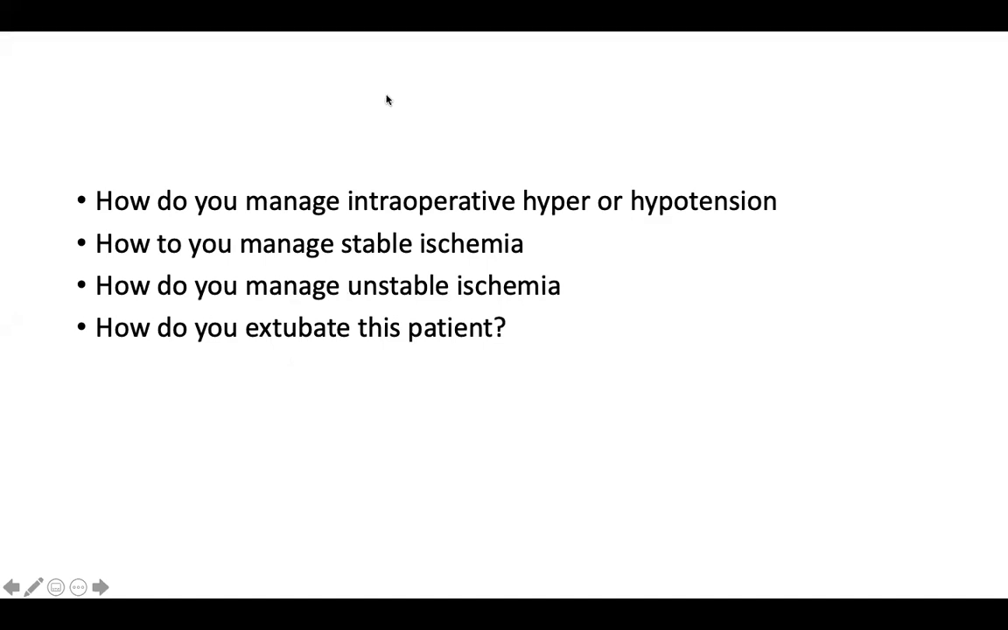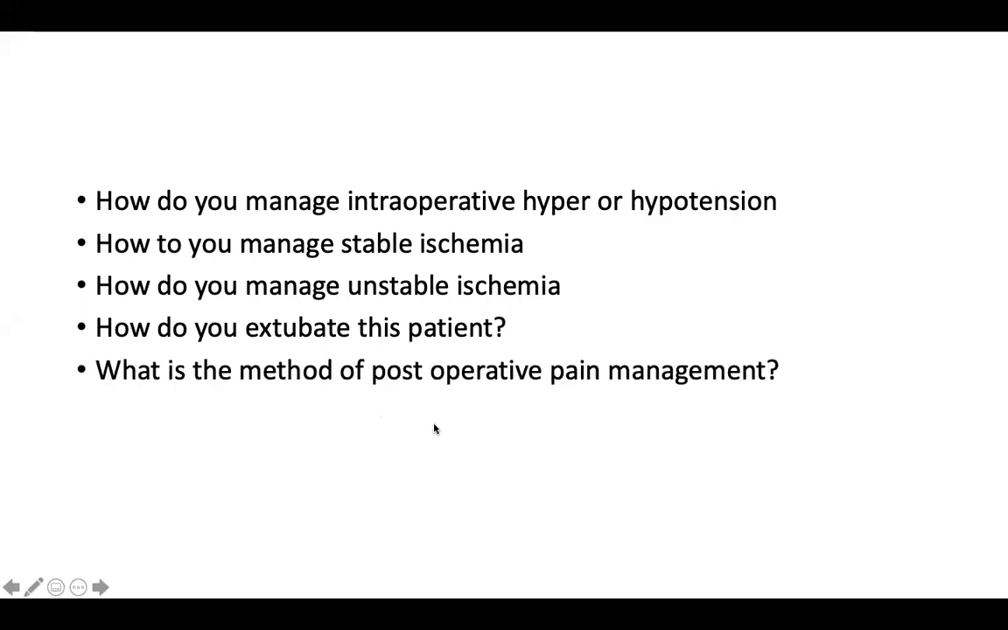So, how do you extubate this patient? In a deep plane of anesthesia. And whatever you give during intubation to prevent the stress response has to be given during extubation also, to prevent the stress response.